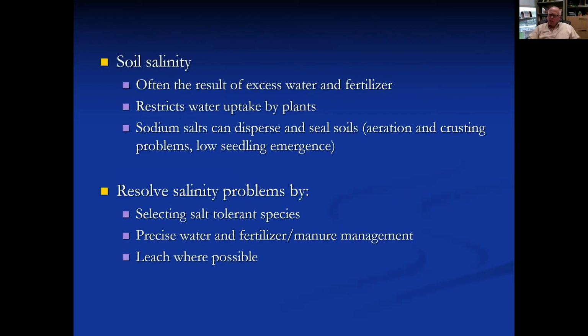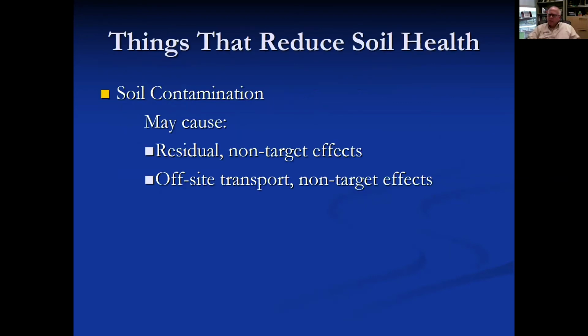So soil salinity often results from excess water and fertilizer in the system. We get a restriction of water uptake. Sodium salts, as we mentioned, can cause dispersion. We have to look at making sure we have the right plants growing in a saltier soil, and then do some careful cleanup to get those salt ions washed out or leached out where possible.